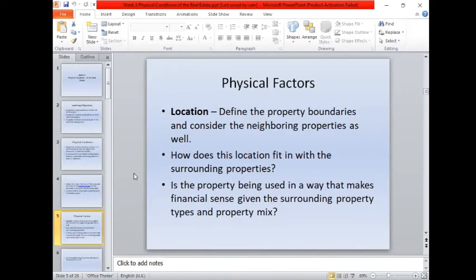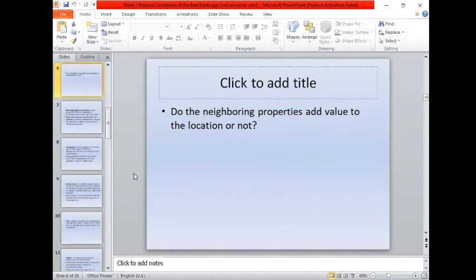But if the location is urbanized and there are a lot of people, and there is business or a central business district, the value of the properties might be expensive. Another question for the location: did the neighboring properties add value to the location or not? Yes, because neighboring properties can add value, especially if the nearby places have a lot of access.